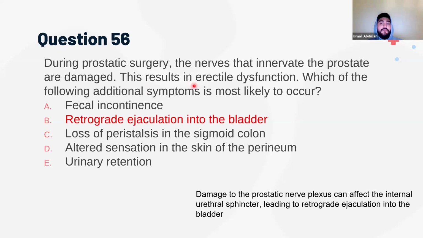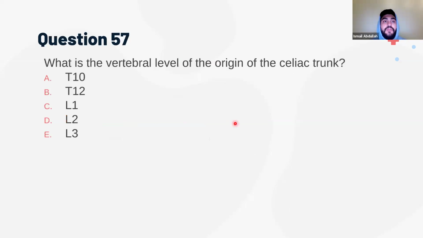Because remember, the internal sphincter is supplied by sympathetic fibers. Did I say nerve? I mean the sphincter, the internal urethral sphincter. They're all supplied from the prostatic nervous plexus. So damage to that could also affect the sphincter, leading to retrograde ejaculation.